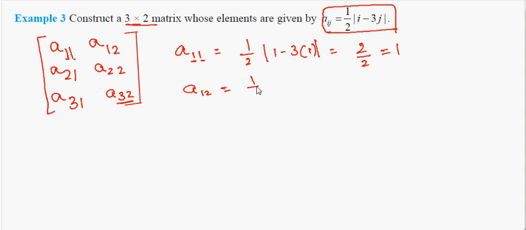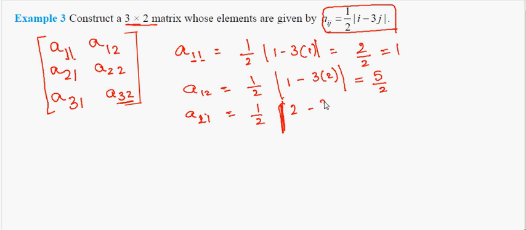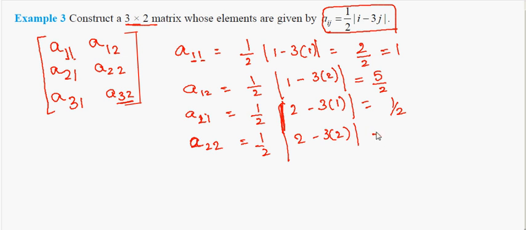A12 is equal to half into modulus of 1 minus 3 into 2. So 1 minus 6 is minus 5. The modulus will be 5, so it is 5 by 2. A21 will become half modulus of 2 minus 3 into 1. So 2 minus 3 is minus 1, that is 1 by 2. A22 is half modulus of 2 minus 3 into 2. So 2 minus 6 is minus 4. The modulus will become plus 4 by 2, that is 2.